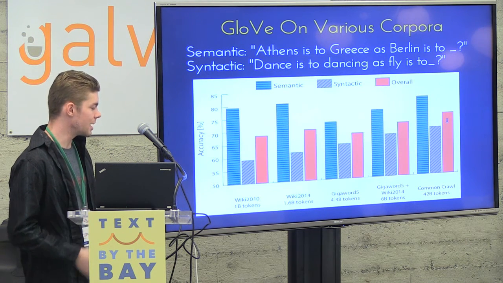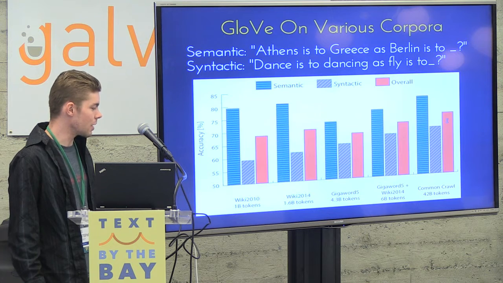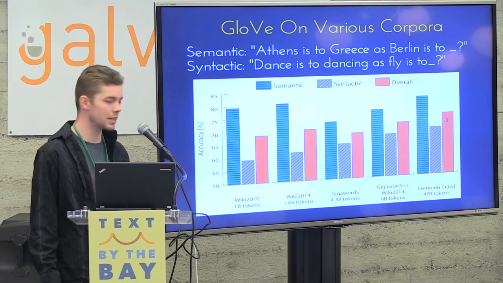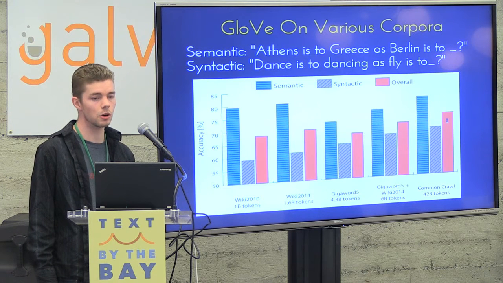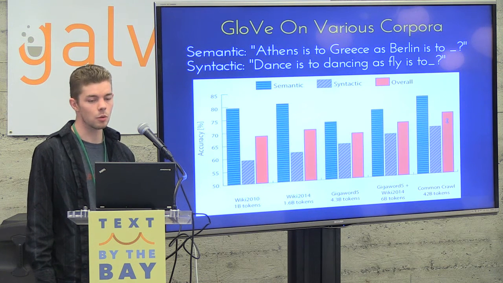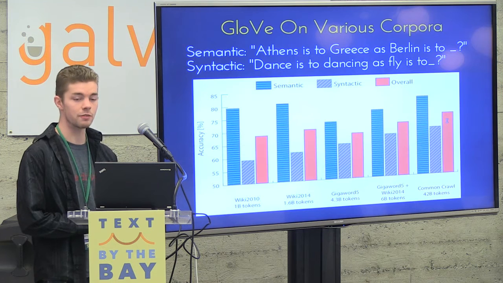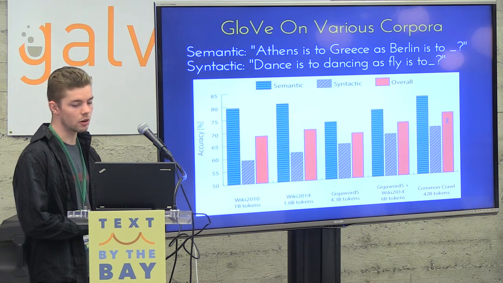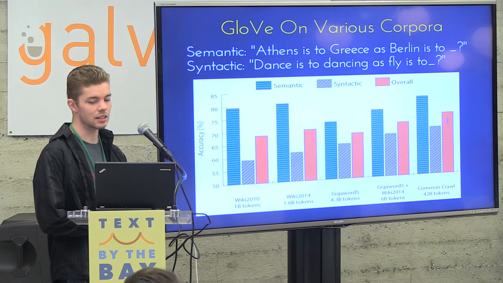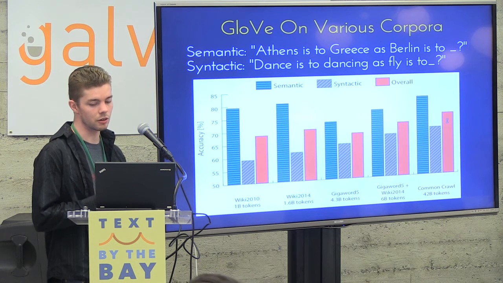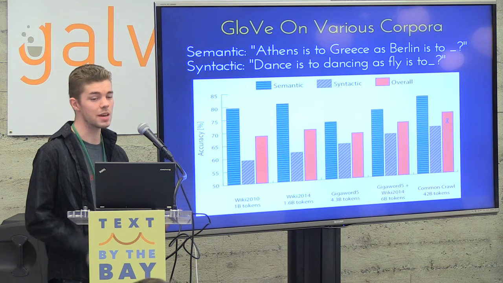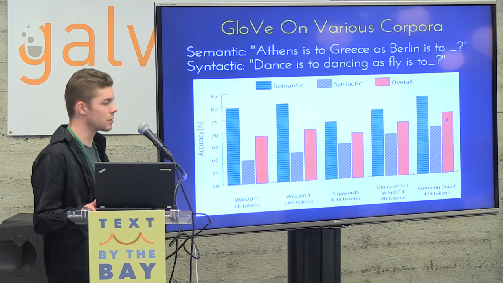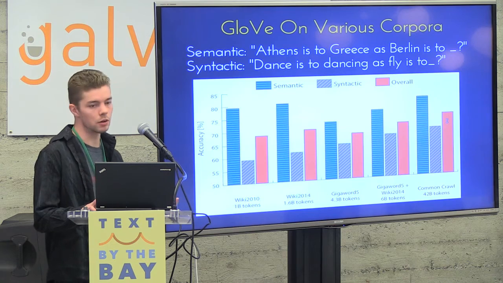And one of the main reasons for that is quite likely just the fact that we had so much more training data. With Wikipedia 2014, it was 1.6 billion tokens. With GigaWord, it was 4.3. And Common Crawl was about 10 times that at 42 billion tokens. But the fact that it actually outperformed it on a syntactic level is kind of clear and obvious why that would happen, but on a semantic level is far more surprising. And you can imagine also that the coverage of domains is also far better with Common Crawl.